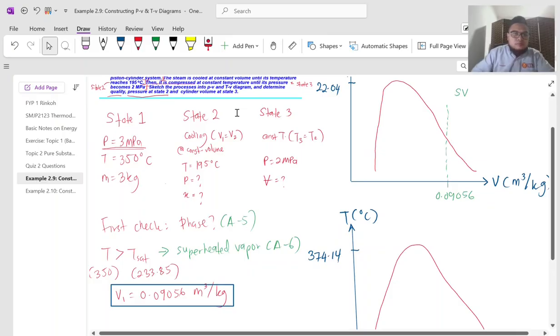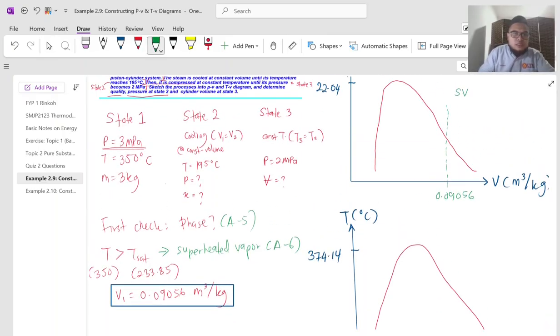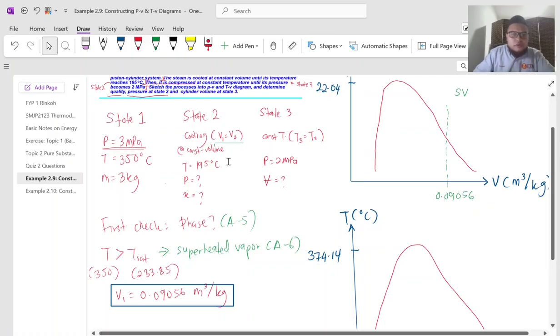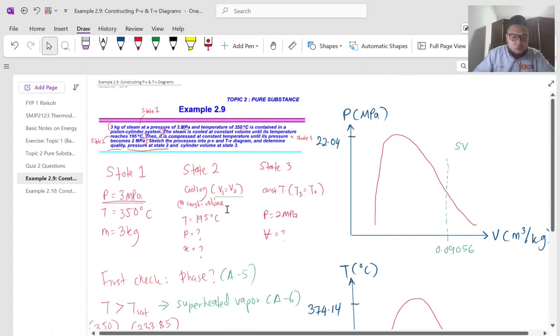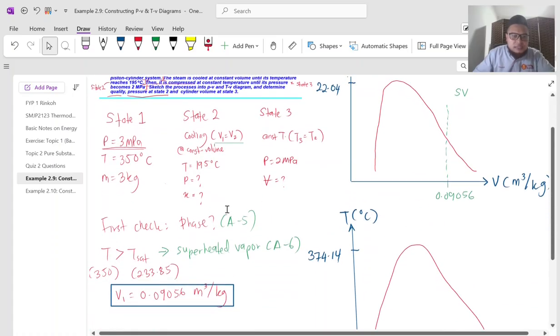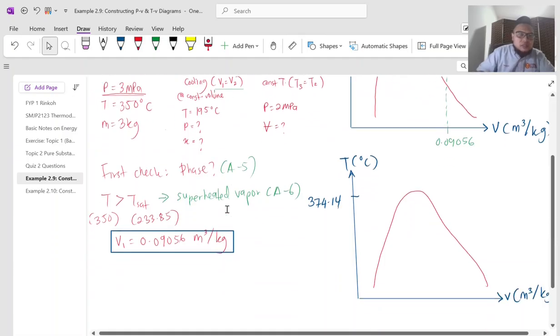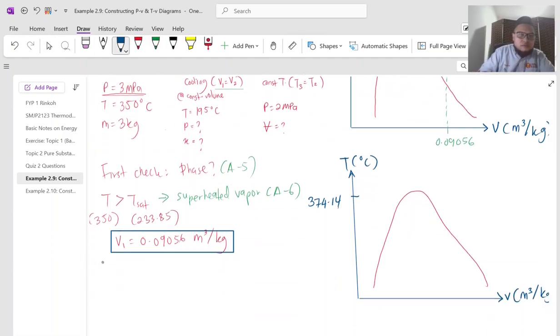We know that in state 2, V1 is equal to V2. Cooling at constant volume. We want to find what is the pressure at state 2, but first, let's check what is the phase. So we are done with state 1. Now it's state 2.